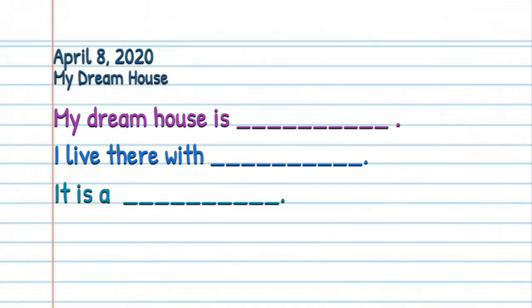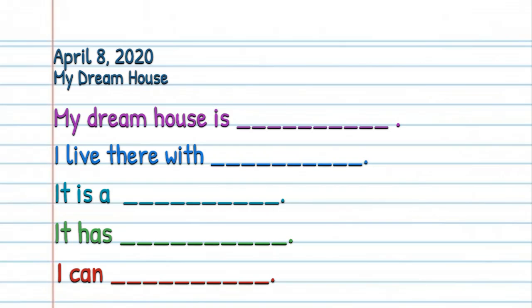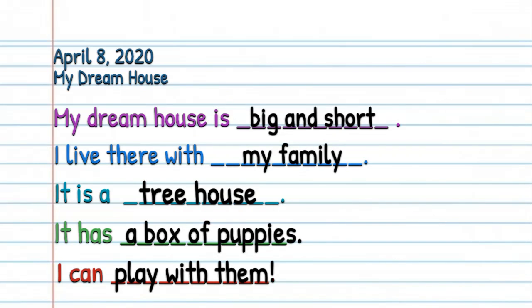The fourth sentence is about what your house has. It has a... And finally, for the bonus sentence, what can you do in your house? I can... Here's an example of what I might write. Just don't forget your capital letters and your full stops. And when you're done, draw a picture.